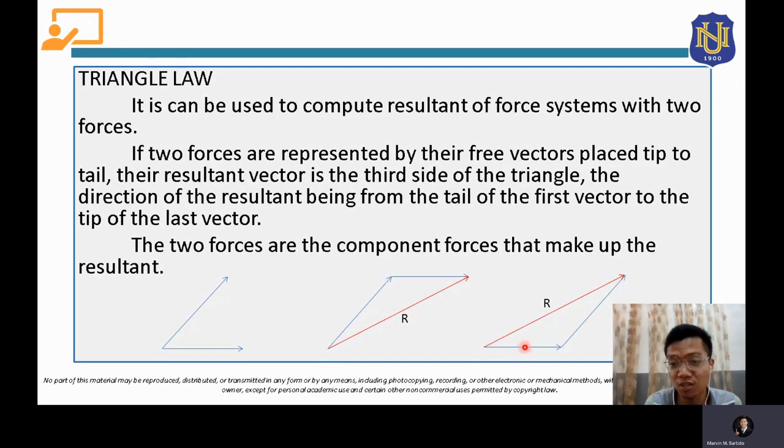Regardless of what vector is drawn first and what vector is drawn second, it will give you the same resultant. This is also the same resultant when you are using the parallelogram law. For your parallelogram law, this is the diagonal of your parallelogram, so it's the same side. It will give you the same resultant.